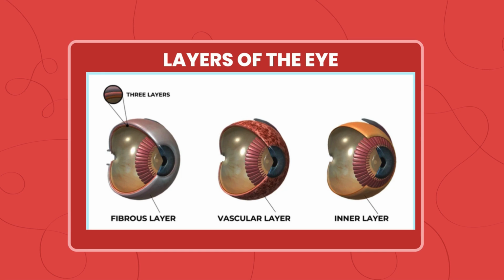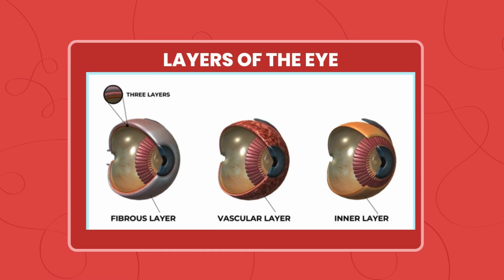And then we have the vascular layer. So this is the middle layer and it's all about blood supply. So it contains the choroid, which is full of blood vessels that nourishes the eye. And the layer also includes the iris and the ciliary body. So the iris controls the size of the pupil and the ciliary body helps with focusing by changing the shape of the lens. And then the inner layer.